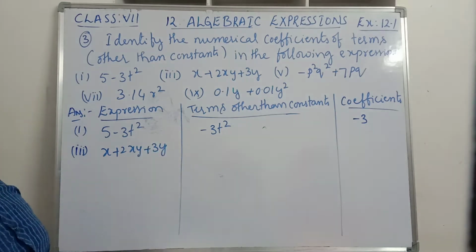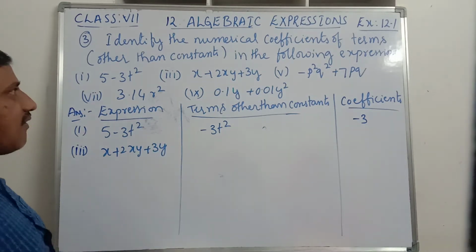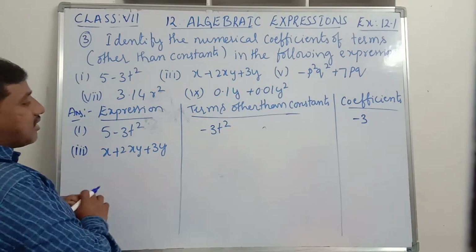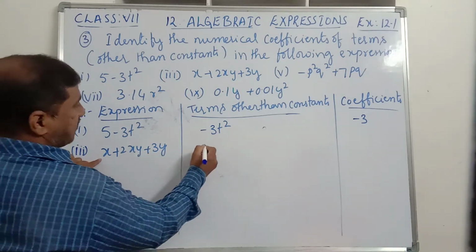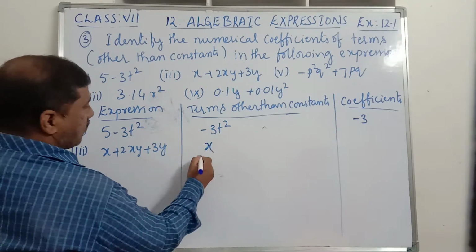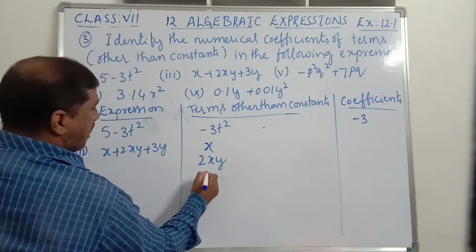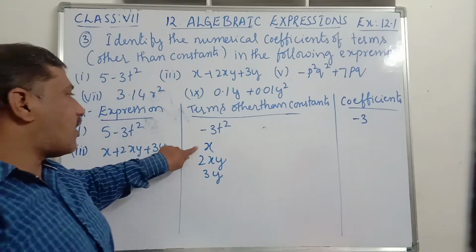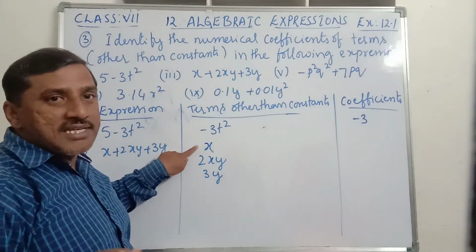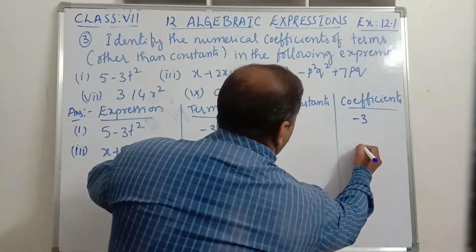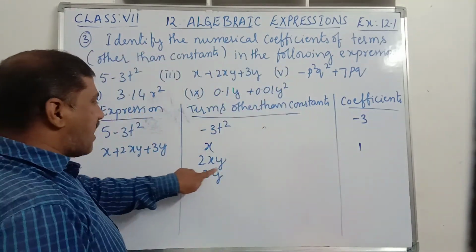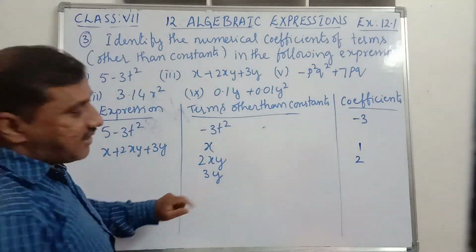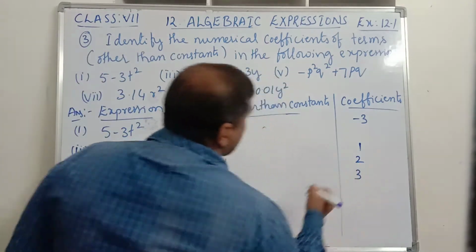Next, the third question, we have the expression x plus 2xy plus 3y. Here we have three terms which do not have any constants. All are algebraic terms. So what are the terms? x is one term, 2xy is one term, and 3y is the other term. For x, what is the coefficient? There is no number, which is always 1, that is plus 1. And for 2xy, 2 is the coefficient. For 3y, 3 is the coefficient.